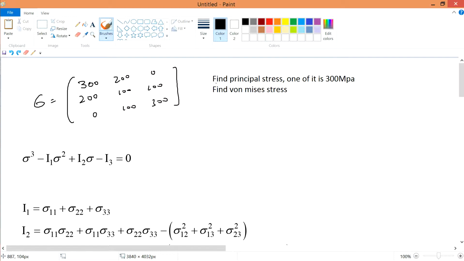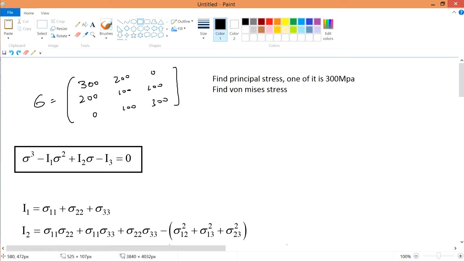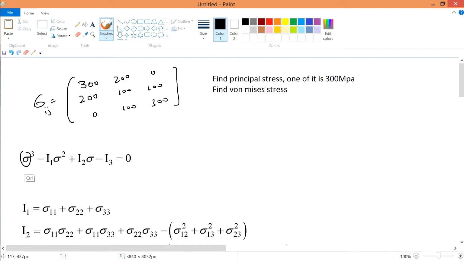The first task they want you to find is the principal stress. One of it is 300 MPa. Once you talk about principal stress, the first thing you'll know is this is your stress tensor, which describes your stress state, and definitely you need to find your principal stresses. This is Ij, so do not mix this with this one. This is just the principal stress.